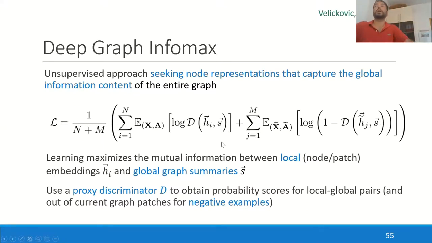It's interesting, but it requires a few tricks in order to work, because it is based on an estimate of mutual information, and to estimate mutual information you need a probability, which you don't have. So you use a binary discriminator that tells you how likely it is for this node to be in this graph here. You also need a reasonable way to sample nodes that don't belong to a graph, so the negative examples.